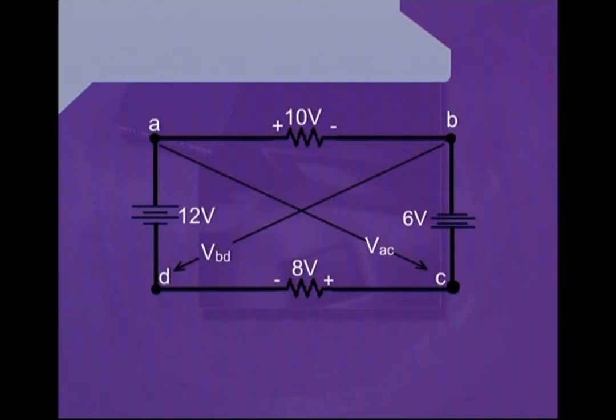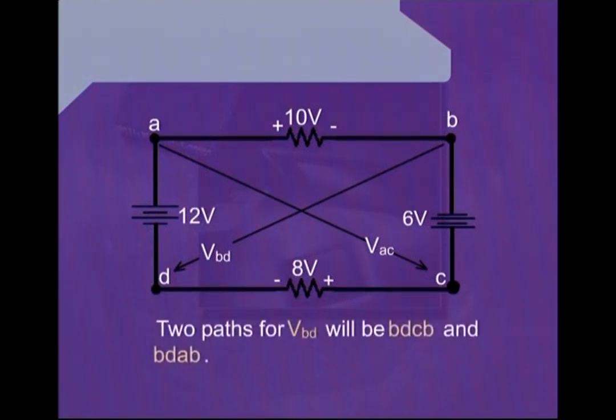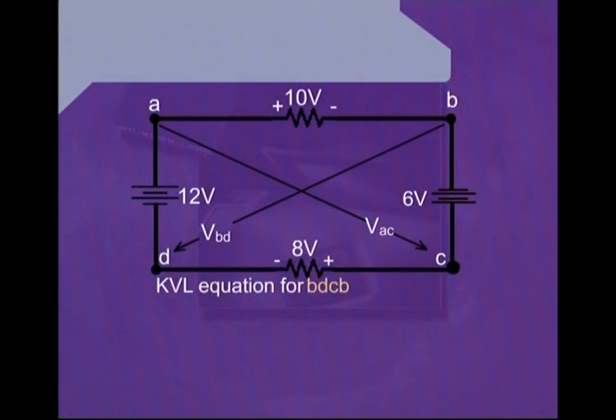To find the voltage VBD, we can see that there are 2 paths, and these paths are BDCB and BDAB. If we consider the path BDCB first, we start writing the KVL equation from the point B for this mesh.